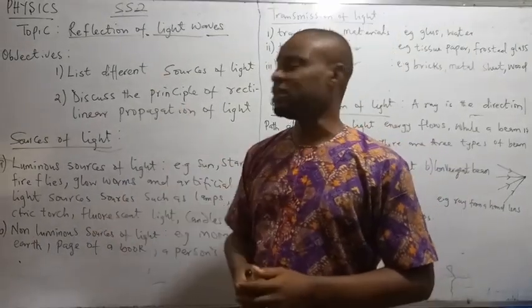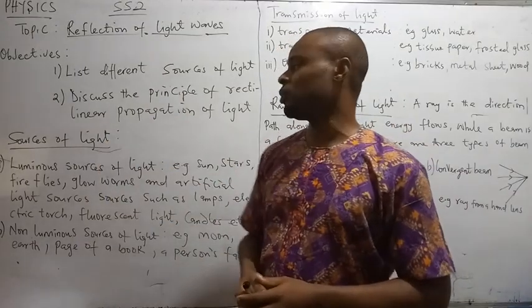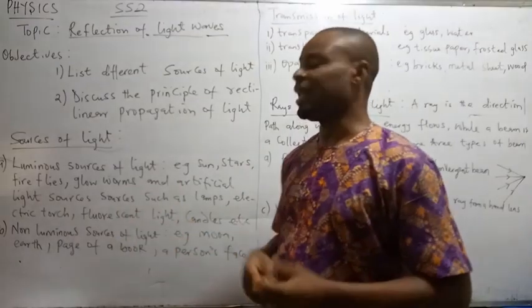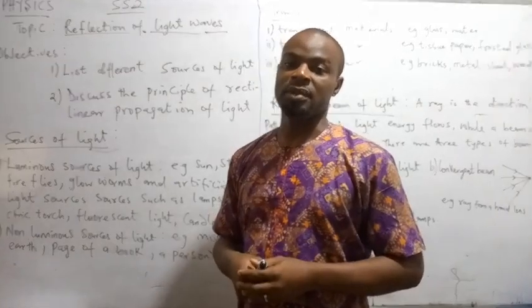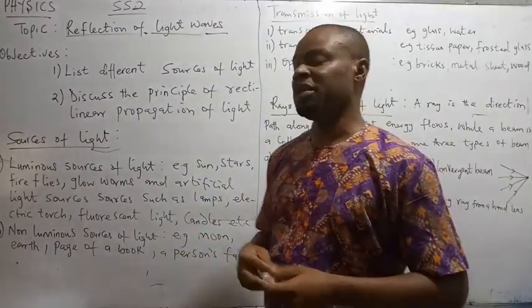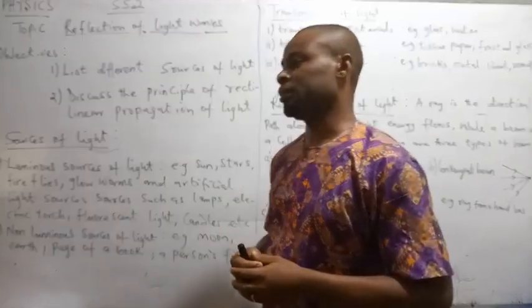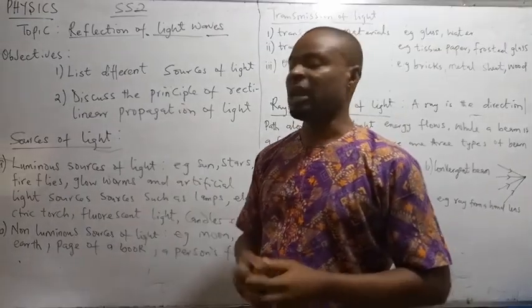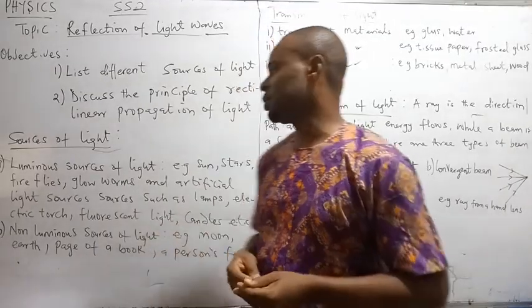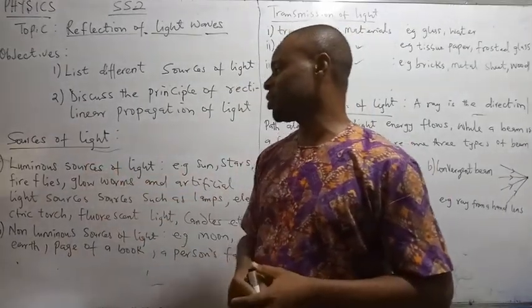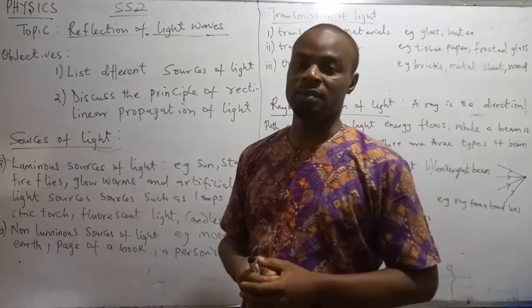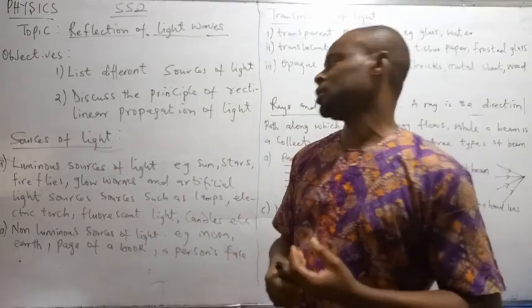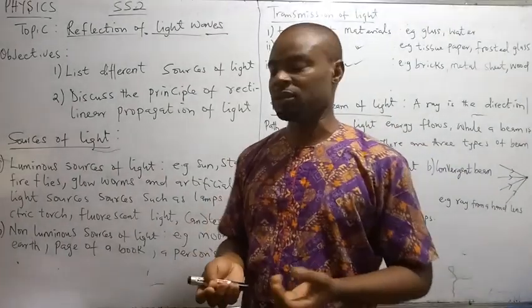Under the first objective, we have a side heading there, which is sources of light. As we all know, light is a form of energy, and this energy brings about the sensation of vision that enables us to see. Now we have two sources of light. Number one, the luminous sources of light. These sources are those that emit and generate light by themselves.